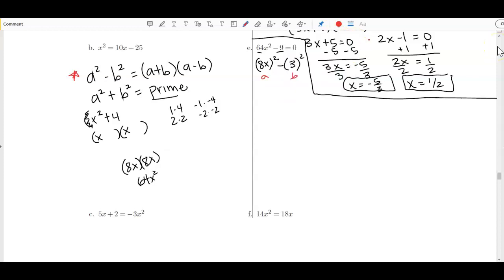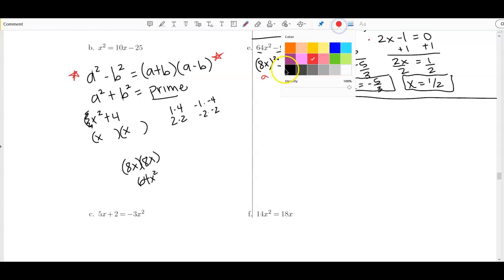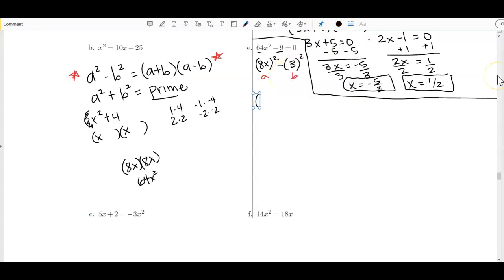So my a is 8x and my b is 3. And then I'm just going to be using this kind of formula of sorts to put this in. Right? So when I factor that, in my first parenthesis I'm going to have my a plus b, so that would be 8x plus 3. And then in my second parenthesis, I need my a minus b. So my a minus b would be 8x minus 3.